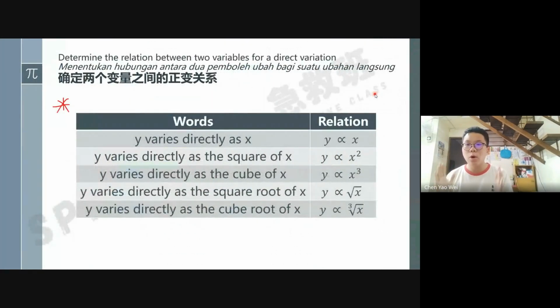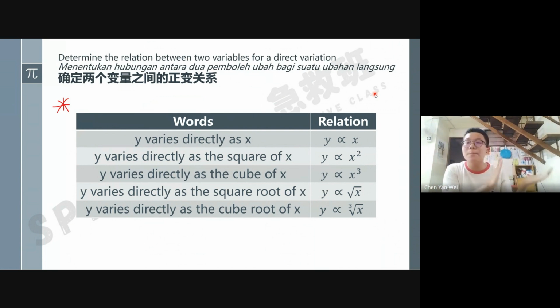This thing you always compare with until you're done with your SPM. Y varies directly as x. You need to remember this. The first part before the proportional sign, we just put y, no need to change anything. They always use y, they didn't change anything. Got y, just put y. Got t, just put t.